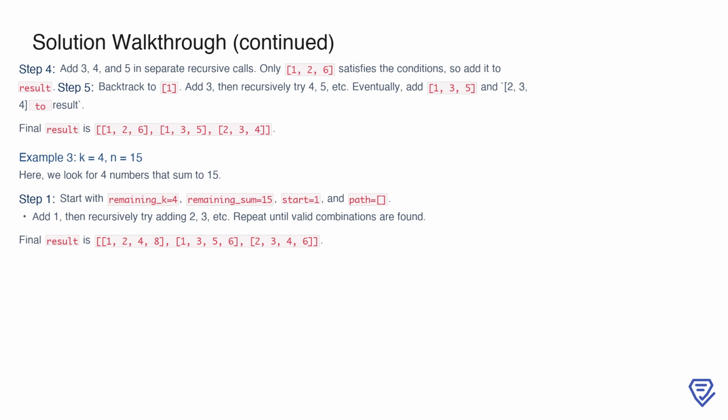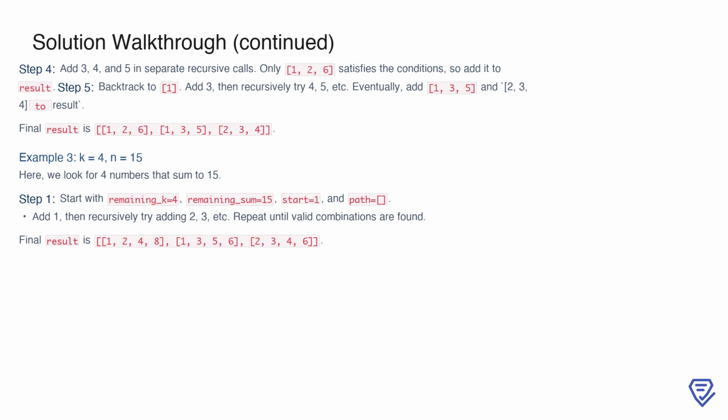Only [1, 2, 6] meets the criteria of having three numbers that sum to 9, so we add it to the result. Then, we backtrack to [1] and try adding 3, which leads to recursive attempts with 4, 5, and so on. Through this process, we find another valid combination, [1, 3, 5]. Finally, after backtracking again to an empty path, we start with 2 and repeat the process, eventually adding [2, 3, 4] to the result. This gives us a final result of [[1, 2, 6], [1, 3, 5], [2, 3, 4]] for the second example.